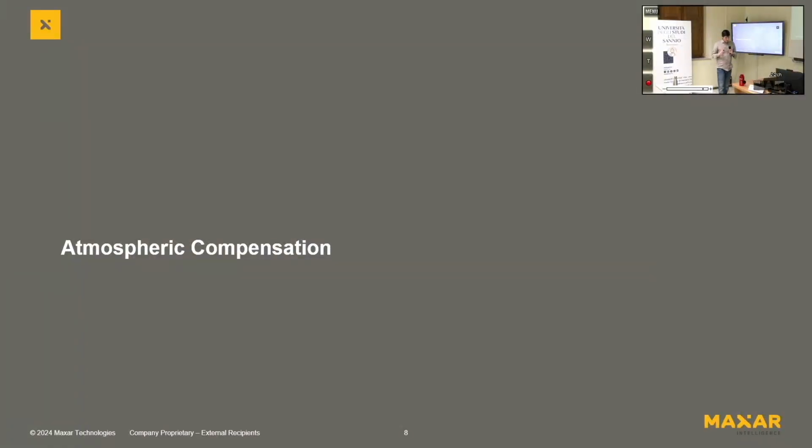Okay, atmospheric compensation. A lot of people call it correction. I had a long discussion with a colleague where he convinced me that the atmosphere is not wrong, so it cannot be corrected, but it can be compensated for. So I'll try to use the word atmospheric compensation instead of correction. If you hear correction, it's the same, but it's grammatically wrong, I was told.